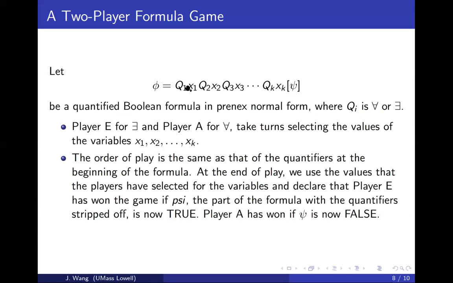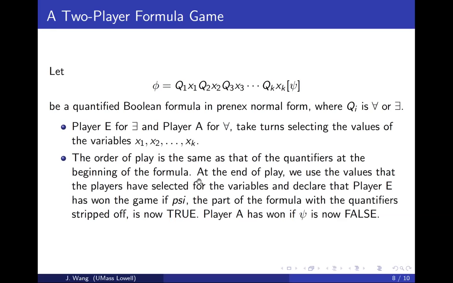So this is Q1 and, excuse me, these two players will take turns selecting the values of the variables. Of course, the order of play is the same as that of the quantifiers at the beginning of the formula. So if Q1 is a universal quantifier, player A plays first. If Q1 is an existential quantifier, then player E plays first. That's what this means.